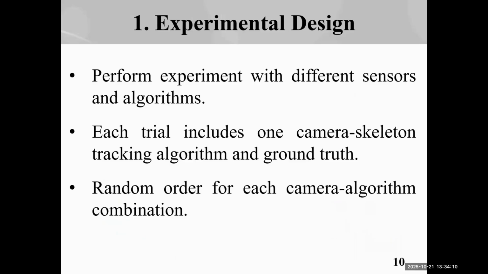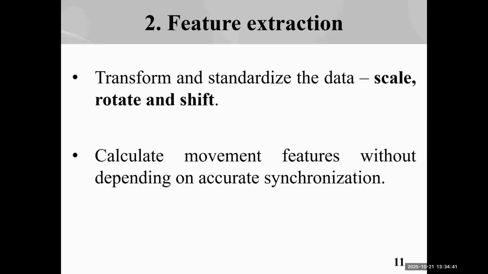First, in the experimental design, we perform an experiment where we take subjects, and each subject performs the experiment with different combinations of camera and algorithm. Each subject will repeat it using one combination of camera and algorithm, and every time we compare it to the ground truth system. We will use a random order for each subject with the different camera and algorithm combinations to avoid bias.